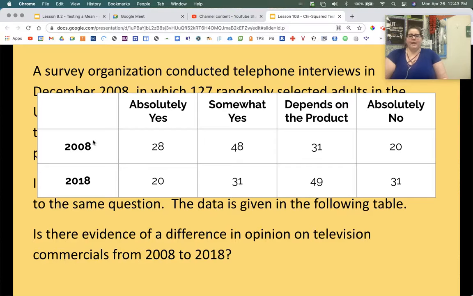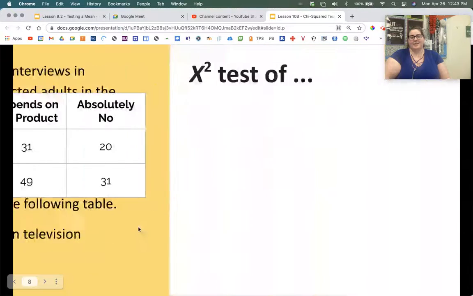So here is the table. Right, so we have the answer absolutely yes, somewhat yes, depends on the product, and absolutely no. So we have 4 different opinion or answer categories. And then we have the 2 different years. So first thing to decide, because before we write our hypothesis statements, we need to know how to write them. We need to know what type of test this actually is.